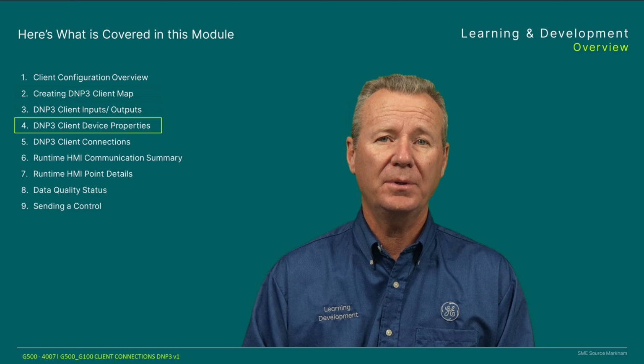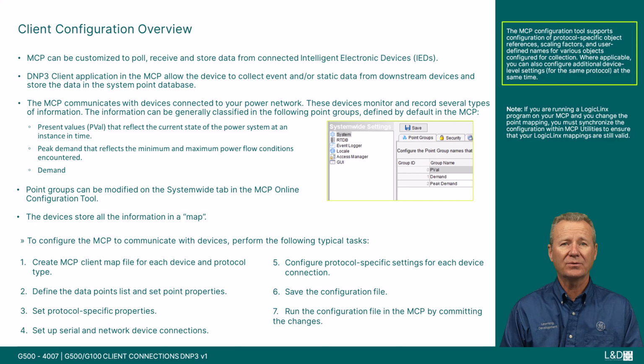MCP can be customized to pull, receive, and store data from connected intelligent electronic devices, or IEDs. Client applications in the MCP allow the MCP to collect event and/or static data from devices through different communication protocols and store the data in the system point database. The MCP configuration tool supports the configuration of protocol-specific object references, scaling factors, and user-defined names for various objects configured for collection. Where applicable, you can also configure additional device-level settings for the same protocol at the same time.